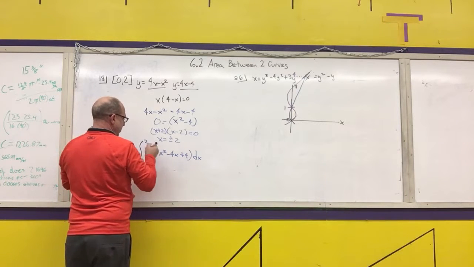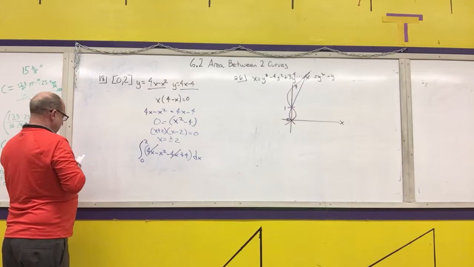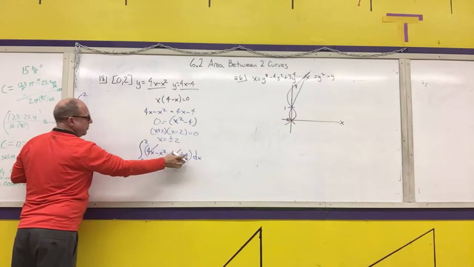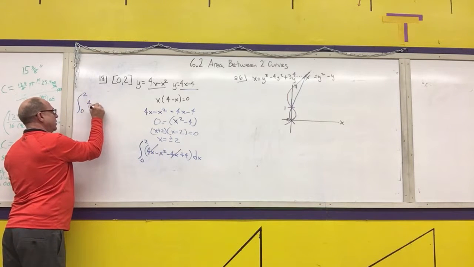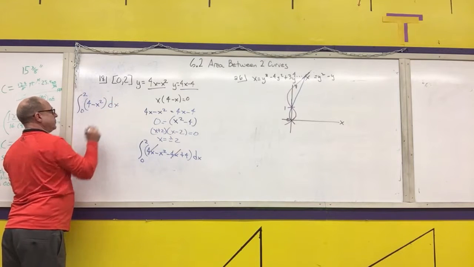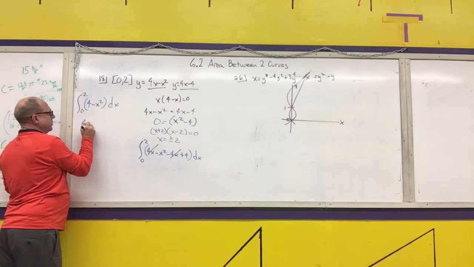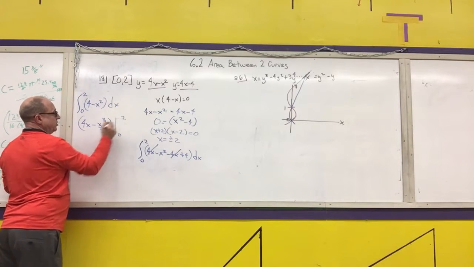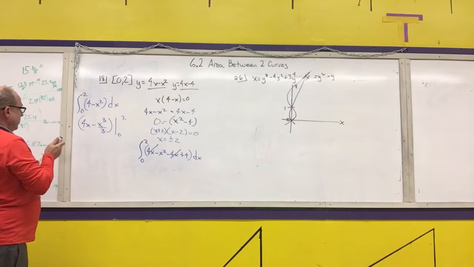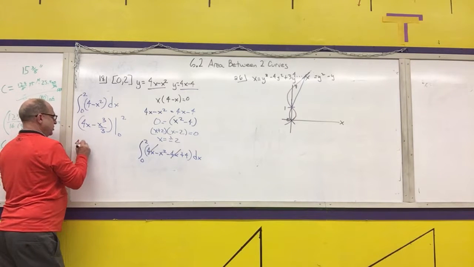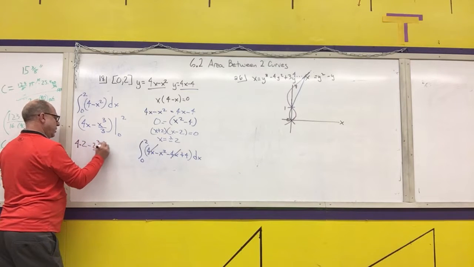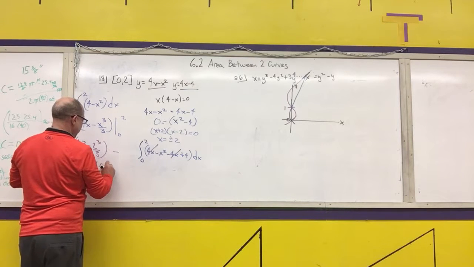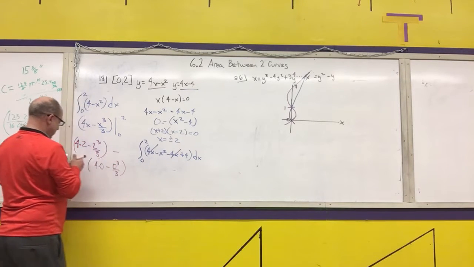These 4x minus 4x's go away. And I have the integral from 0 to 2 of 4 minus x squared dx. So this would be 4x minus x cubed over 3, evaluated between 0 and 2. Plug in the 2: 4 times 2 minus 2 cubed over 3. Plug in the 0: 4 times 0 minus 0 cubed over 3.